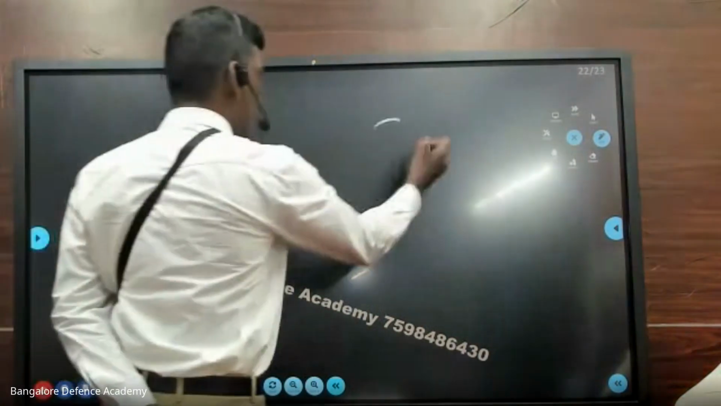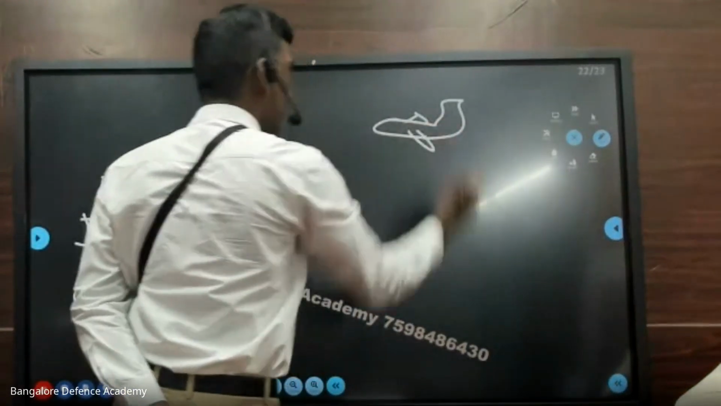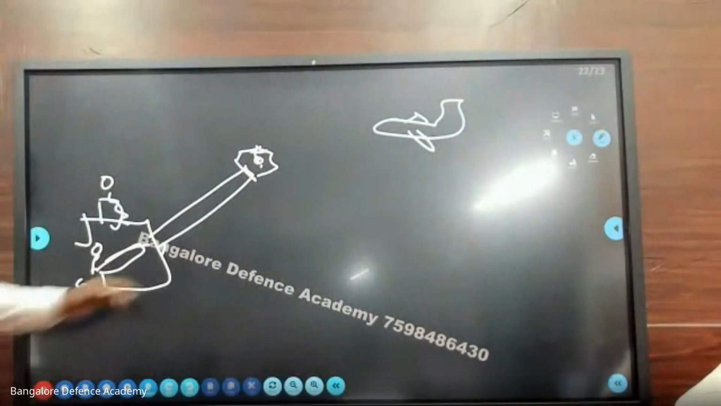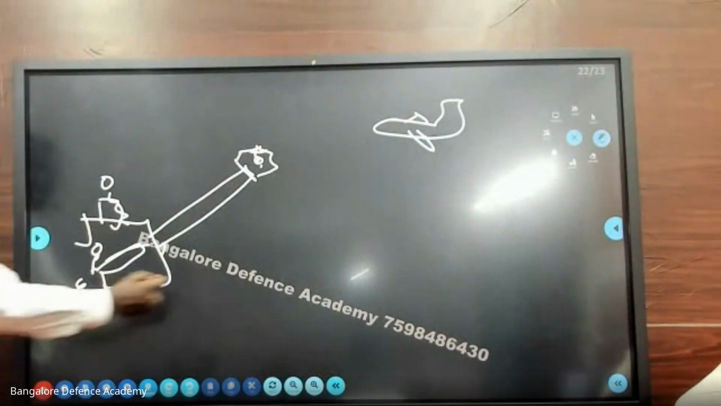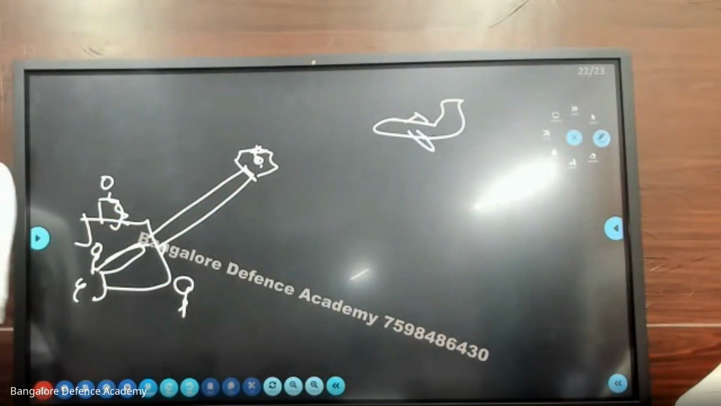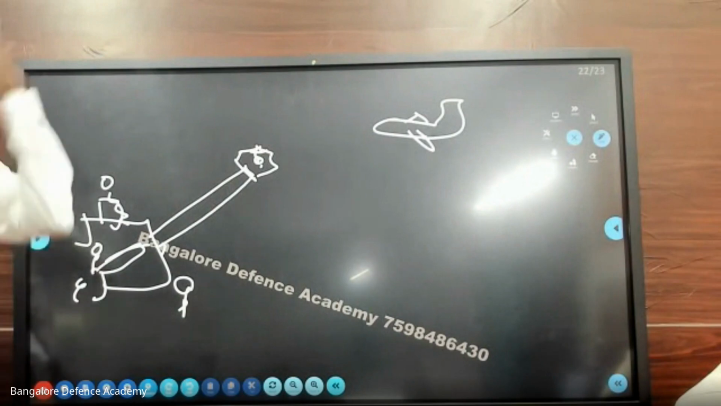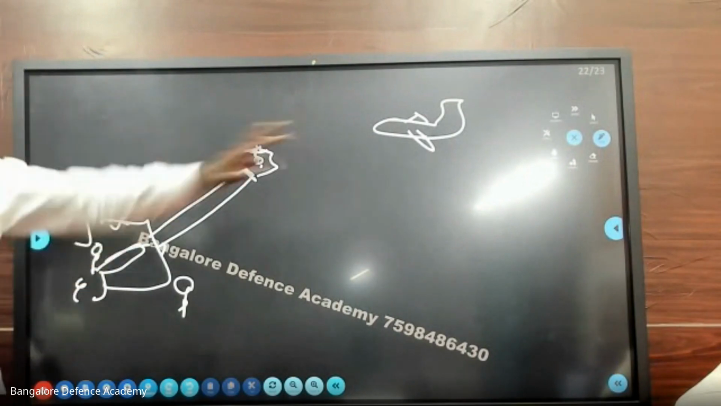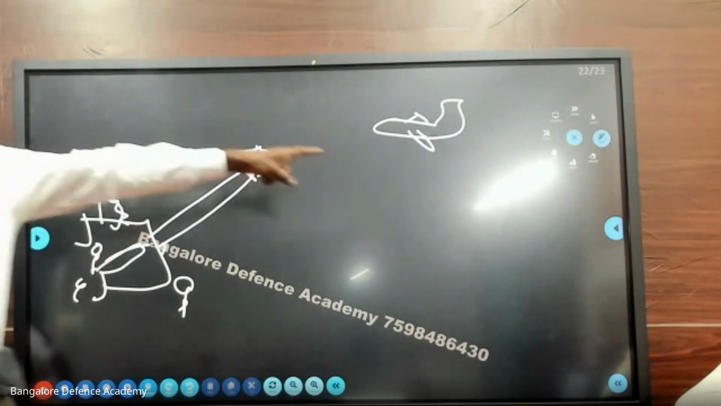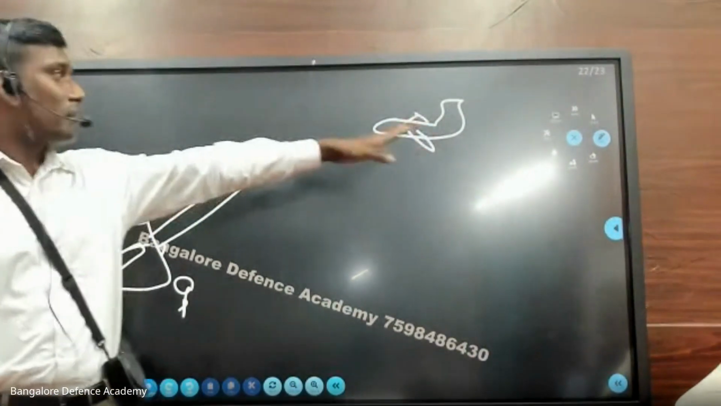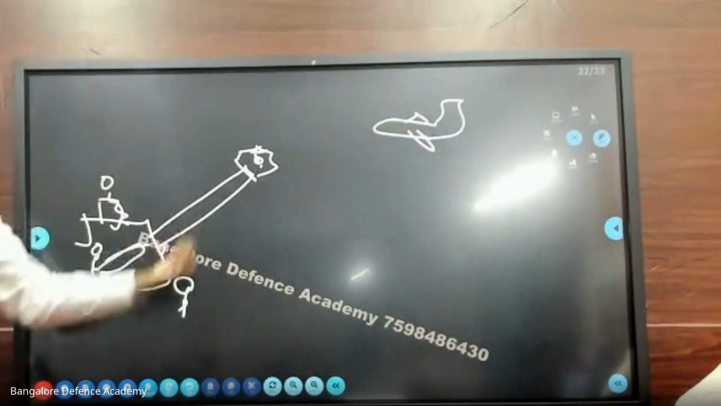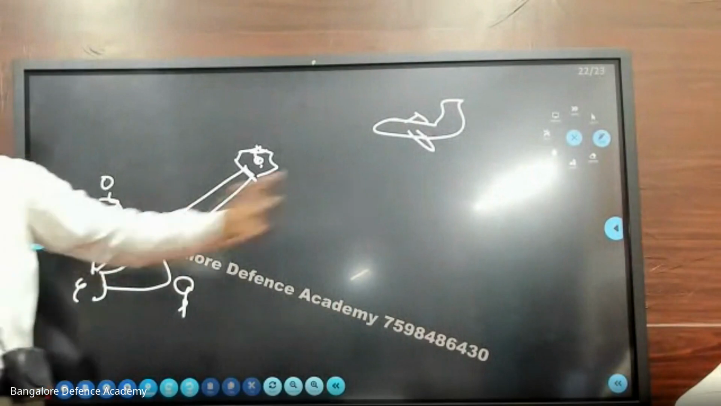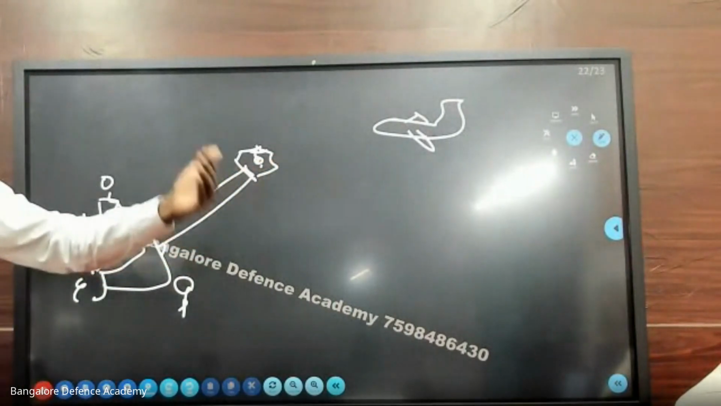Dekho, if an enemy aeroplane, an enemy fighter jet is coming, now this officer will be standing with a paper, coordinating with the commanding officer. The commanding officer will say, control room se message mila hai, Sukhoi is coming, MiG-21 is coming in this direction, position ready. And this is happening near about 70 to 80 kilometers.